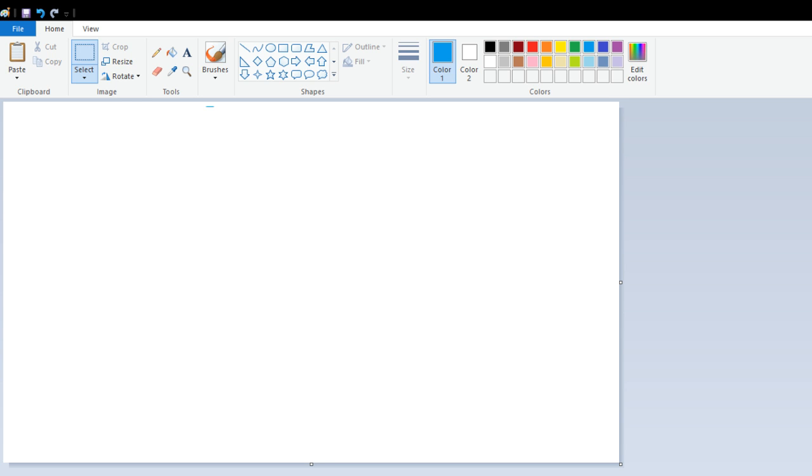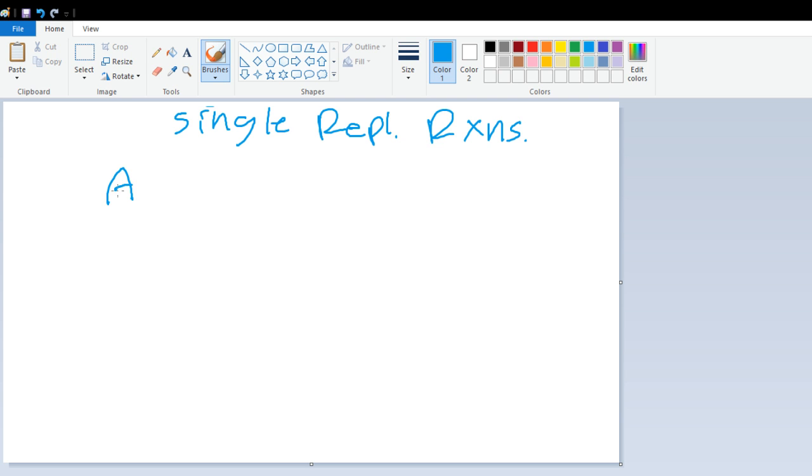But the basic concept of single replacement reactions is I've got element A and compound BX, and this will go to compound AX plus B. Element A has replaced element B. Single replacement.